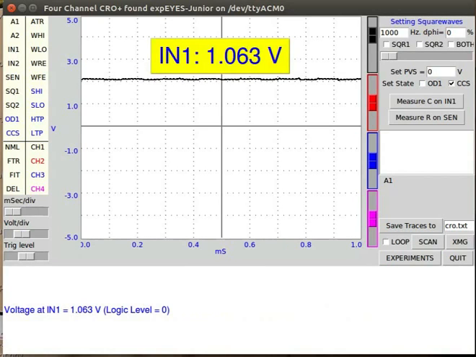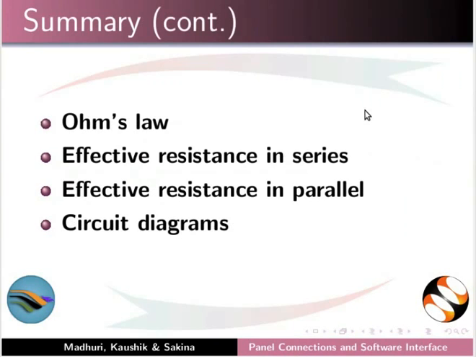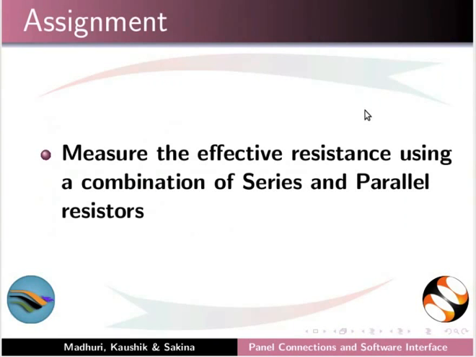1.063 volts. Let's summarize. In this tutorial, we have learned various terminals on the panel, accessory set, and software interface. We have also learned to demonstrate Ohm's law, effective resistance in series, effective resistance in parallel, and show the circuit diagrams of our experiments. As an assignment, measure the effective resistance using a combination of series and parallel resistors.